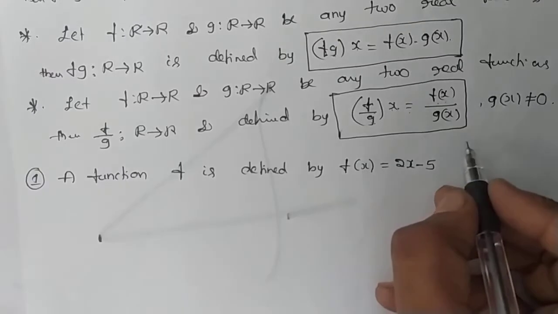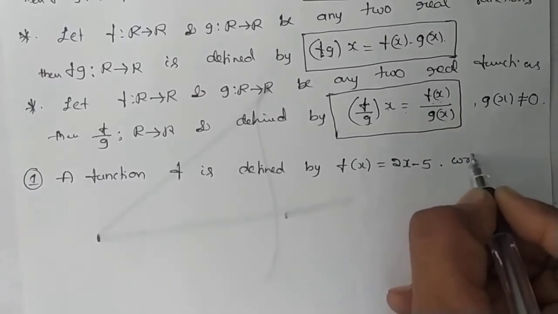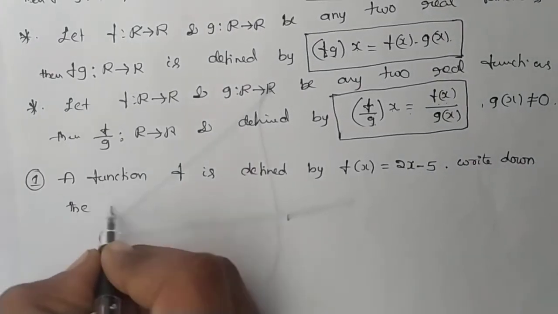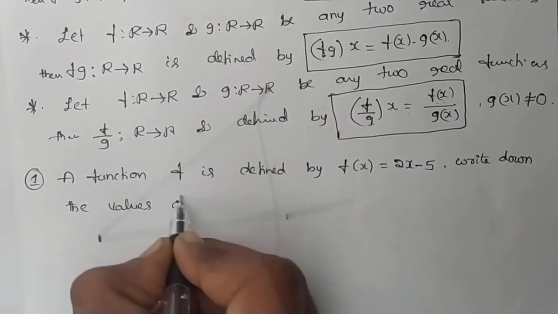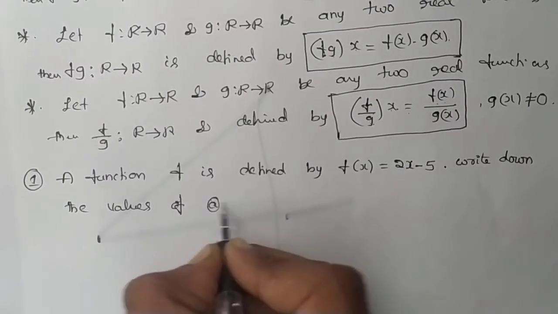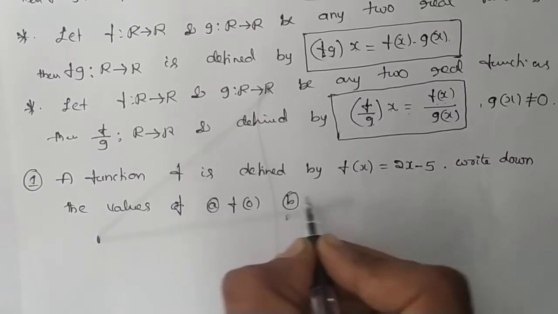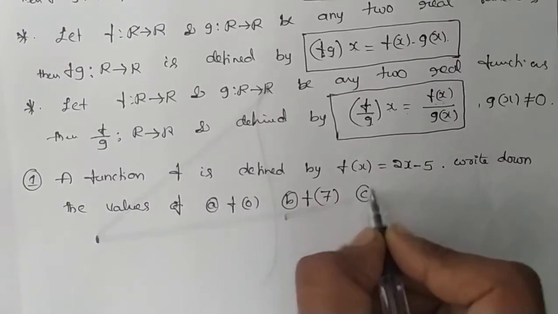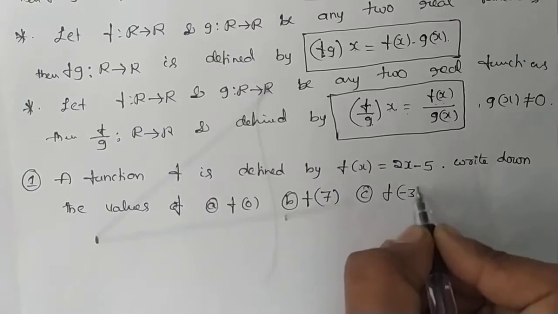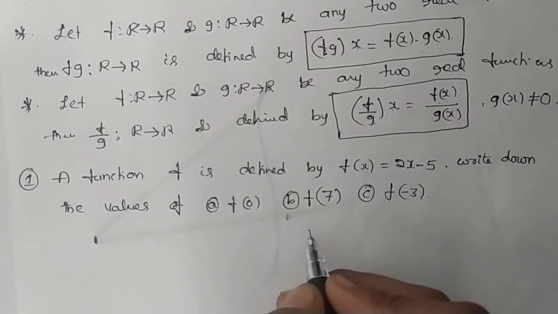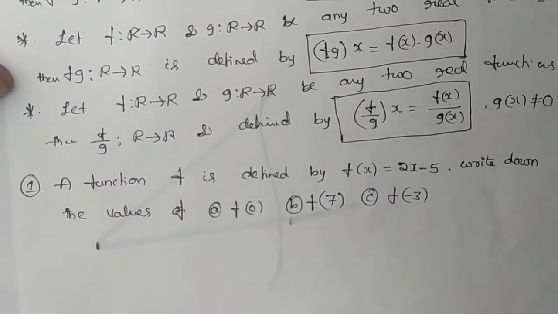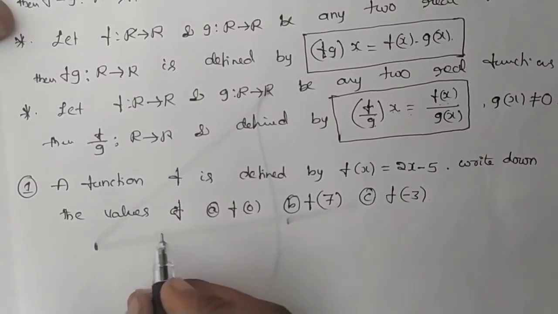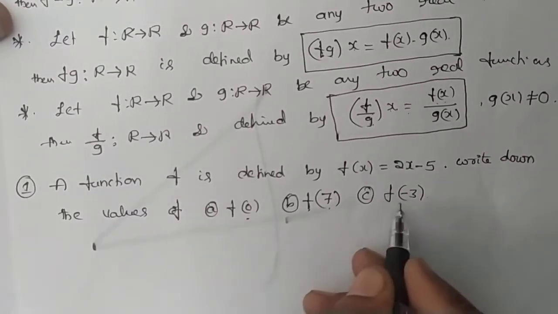Write down the values of first one f of 0, second one f of 7, third one f of minus 3. Very simple problem it is. Here one function is given, that is f of x equals 2x minus 5. We have to find the values of f of 0, f of 7, f of minus 3.